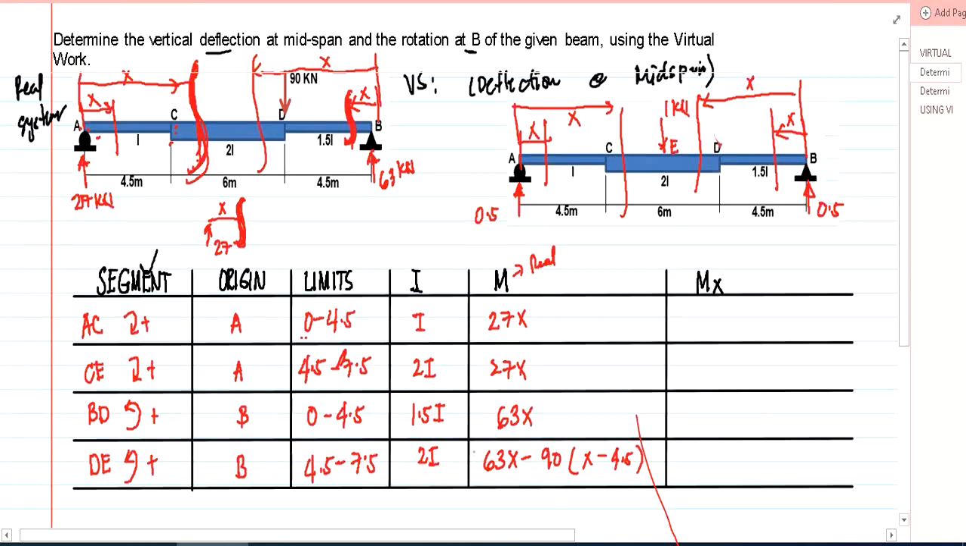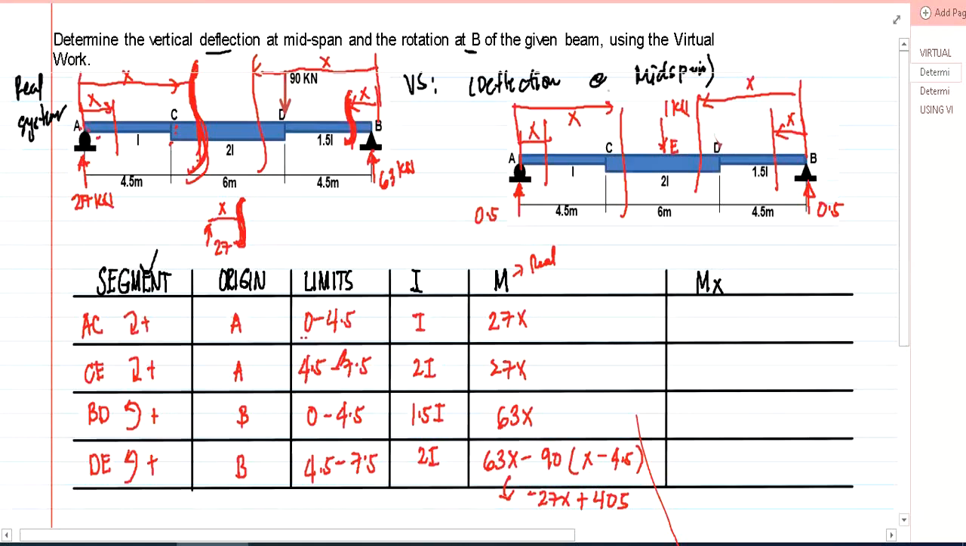Okay? So we can simplify our equation here to be negative 27x plus 405. I just simplified that. So this will now be our moment equation for our real system. Since we are finding the deflection at midspan, we have to take the moment equation of our virtual system per segment.